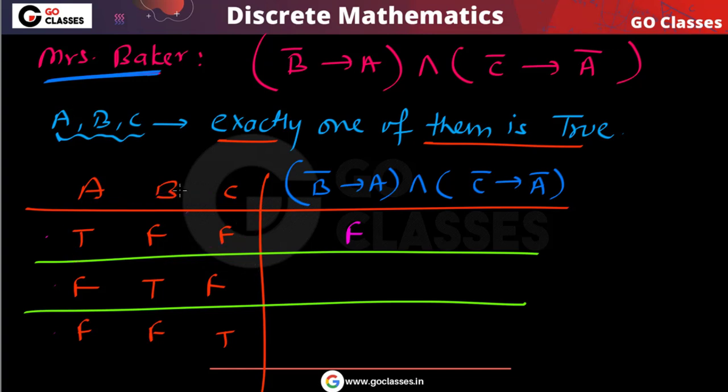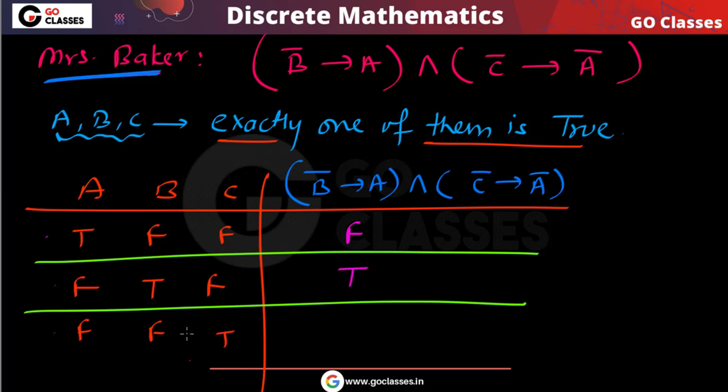Now let's see option B. Option B means Bill is the youngest child. Can I say Mrs. Baker's statement will be true in this situation? You can notice A and C are false, B is true. So B bar will be false. False implies anything is true, so this will be true. And C bar, that is true, implies A bar, that is true. True implies true is also true, so true and true will be true.